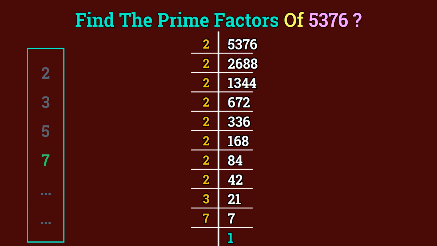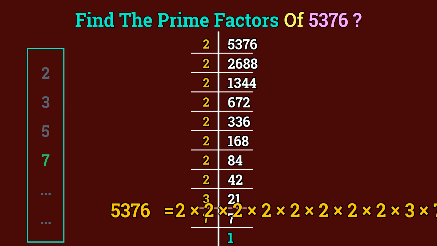And we are done. The prime factors for 5376 are 2 times 2 times 2 times 2 times 2 times 2 times 2 times 2 times 3 times 7, which can be written as 2 to the power 8 times 3 times 7. And these were the whole prime factors for this number.